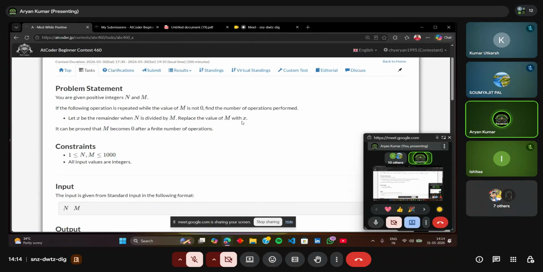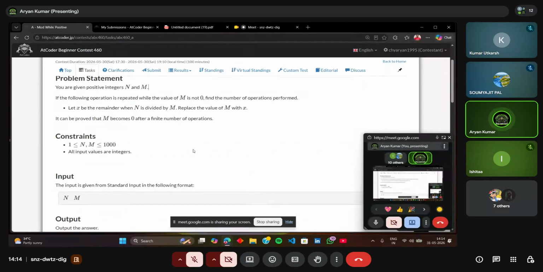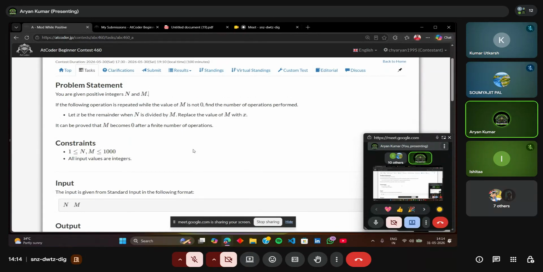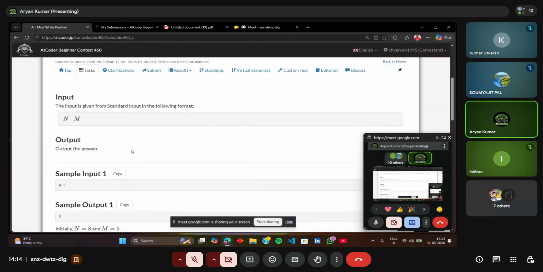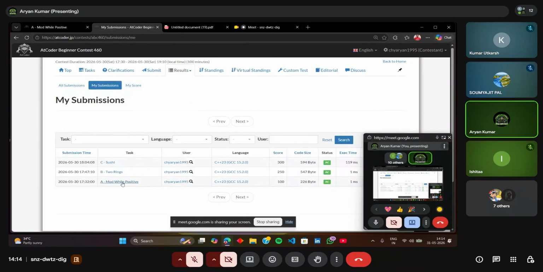And how many times will we perform this operation? Till m is 0. It is also given that m will always become 0 after a finite number of operations. So this is a very simple question. We can do this question using a while loop. The input format is given; we just have to take two integers n and m. So let us see the submission code.